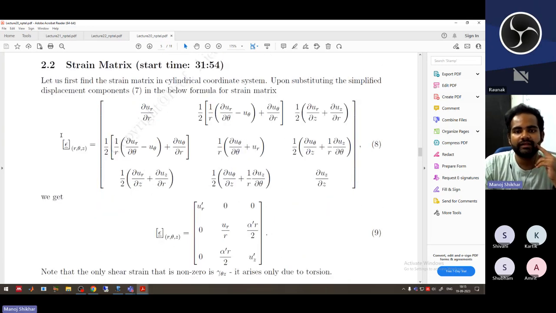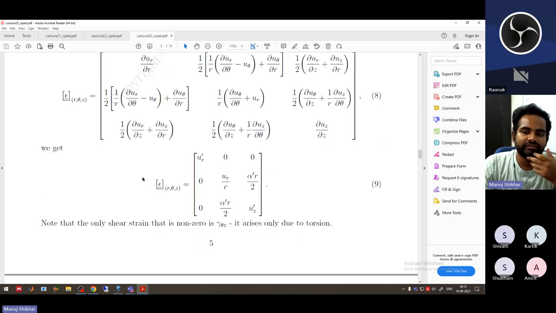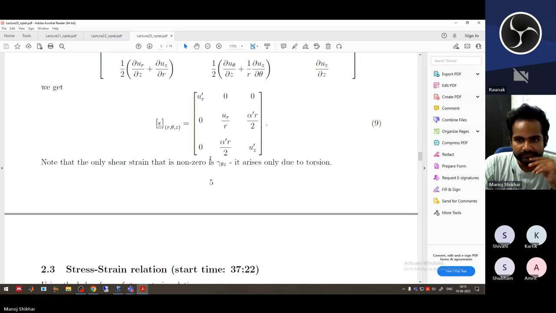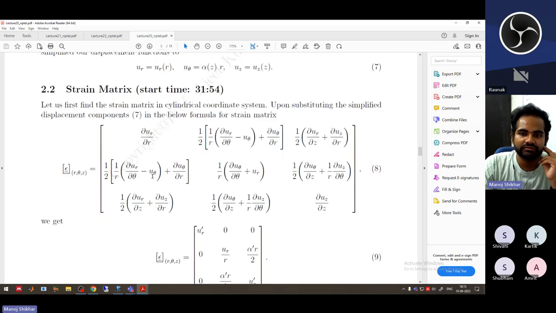Now to find the strain matrix, we simply put the displacement fields in the expression of the strain matrix we found last week, and we get the strain matrix as UR prime, 0, 0; 0, UR by R, alpha prime R by 2; 0, alpha prime R by 2, and UZ prime. So you can see that only the shear strain gamma theta z will arise due to torsion. Other shear strains are zero.